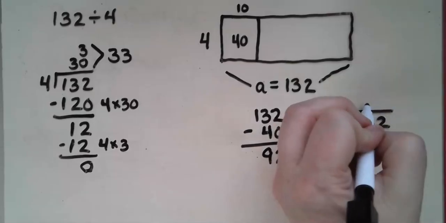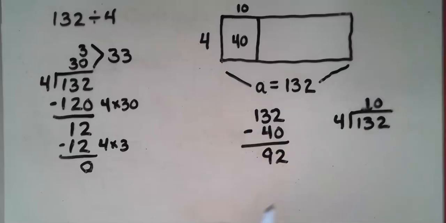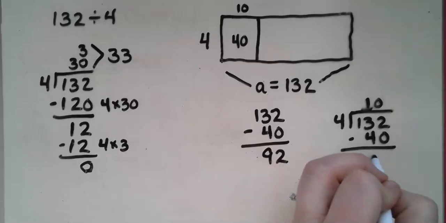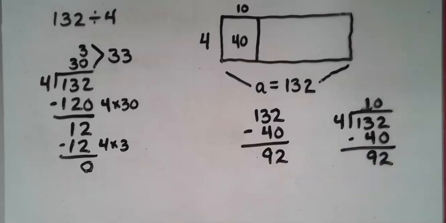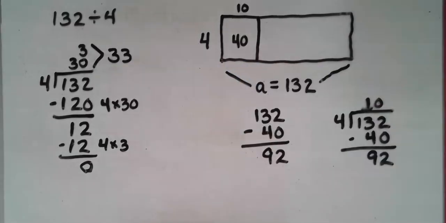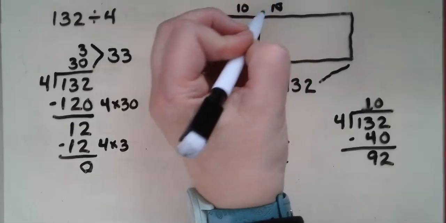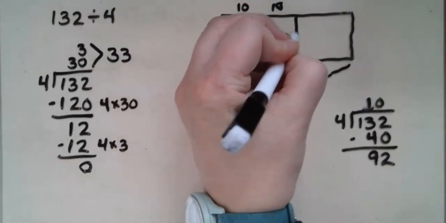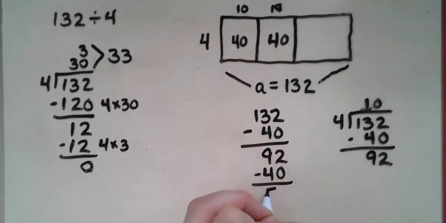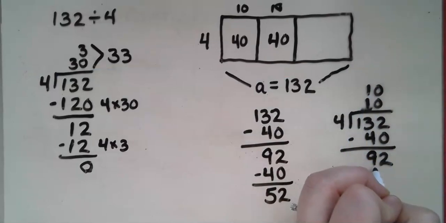I could do that over here also. I could put my, whoops, not my 40, my 10 up here. And I'm going to get 40, and when I subtract, I'll see I have 92 left. So 92 in either one of these situations is telling me the area of the remaining part of my rectangle. So if I'm sticking with my times 10, I could do 4 times 10 again and get another 40. So I'm going to take away another 40 over here to keep track of my area. Or I could think over here times 10 again. That gives me 50.